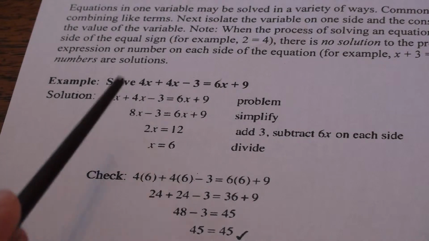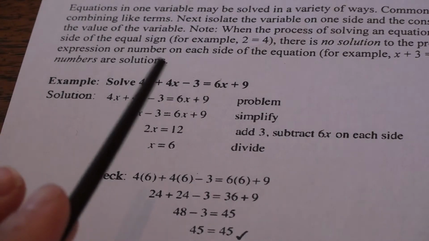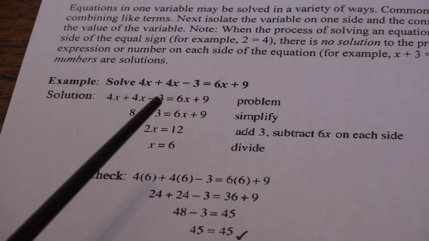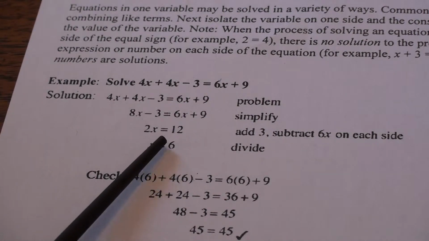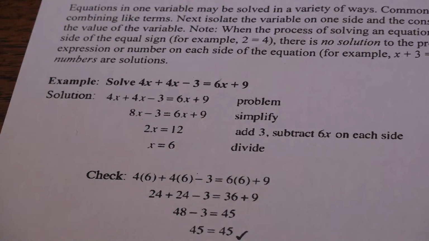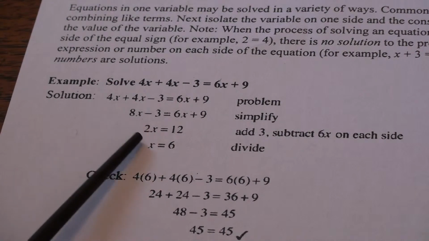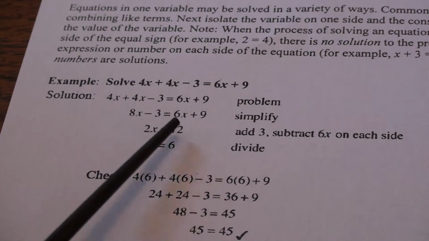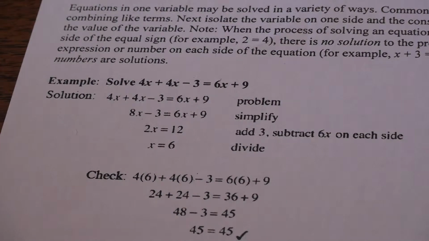So we also have an 8x and a 6x. The opposite of 6x is going to be negative 6x. So they subtracted. 6x minus 6x gives us 0, so we're just left with 12. And 8x minus 6x gives us 2x. So now I have 2x equals 12. I then divide both sides by 2, so that I get x equals 6.